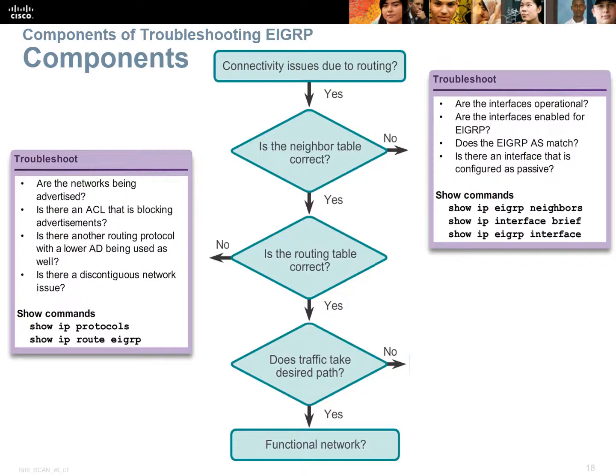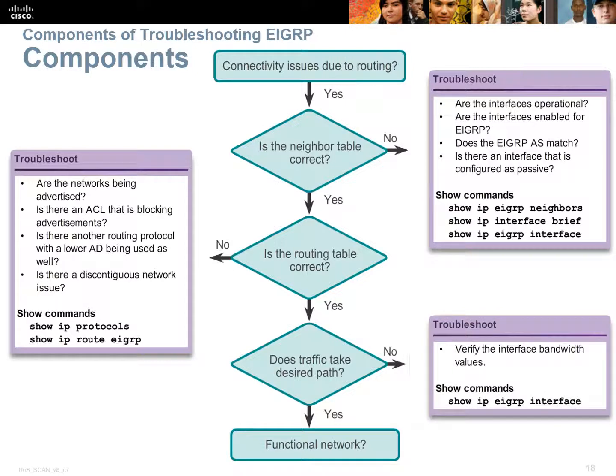How do we figure that out? Show ip protocols. Best command. Should be using that all the time. Show ip protocols. And of course, show ip route eigrp. So let's say we've got a big table full of stuff, but traffic's going a weird way. Show ip eigrp interface. Maybe the metrics or the bandwidth command is not quite right for a specific interface.